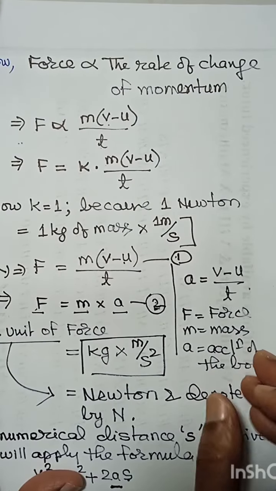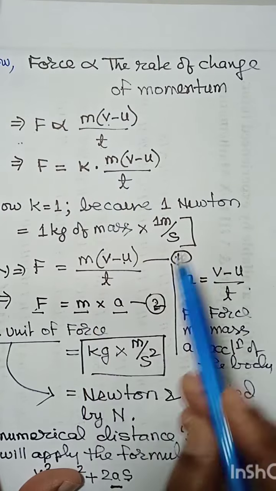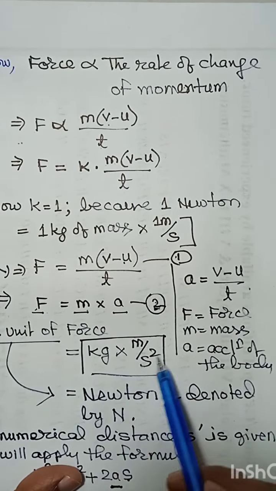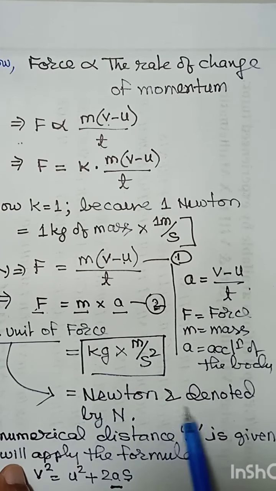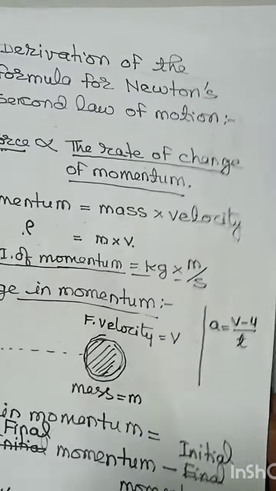Therefore, force is directly proportional to the rate of change of momentum. So you can see force is equal to k into m (v minus u) by t, and ultimately force is equal to mass into acceleration. The SI unit of force is kg meter per second square, which is the Newton, denoted by N. So this was the mathematical derivation of Newton's second law of motion.